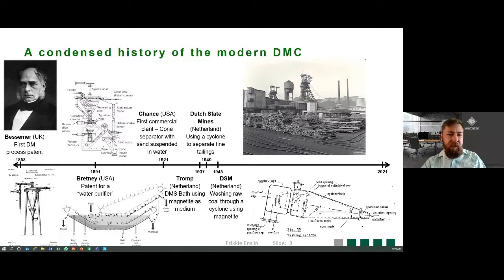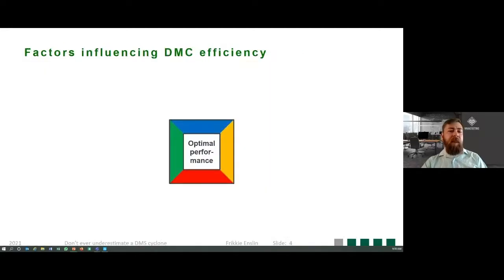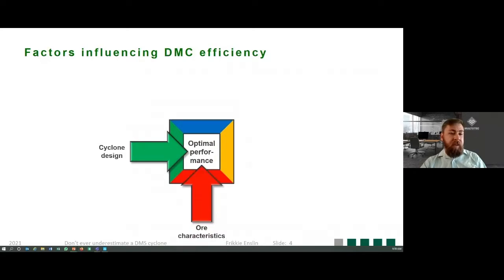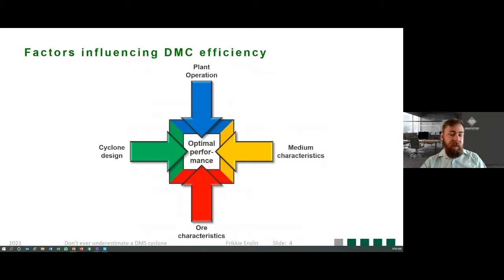So let's delve a little bit deeper. As was mentioned by Ernst earlier as well, for optimal performance in a dense medium cyclone, there's basically 4 groups of influences that have an influence on the performance of your dense medium cyclone. I grouped them under cyclone design, ore characteristics, medium characteristics, and then obviously plant operation as well.